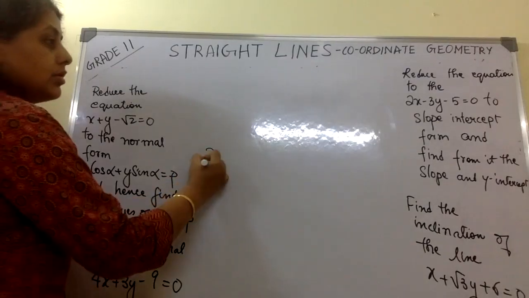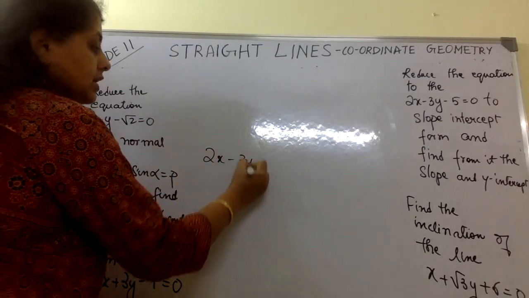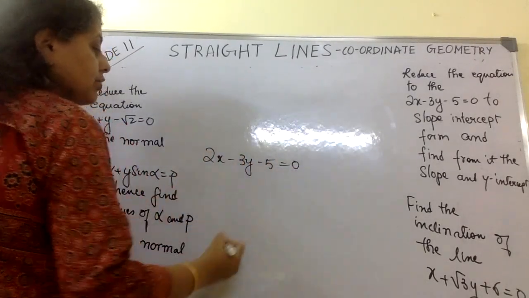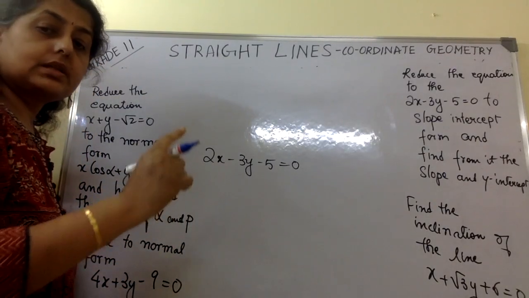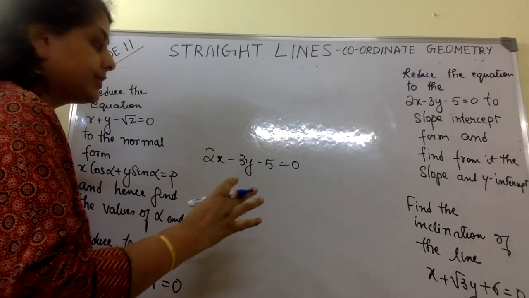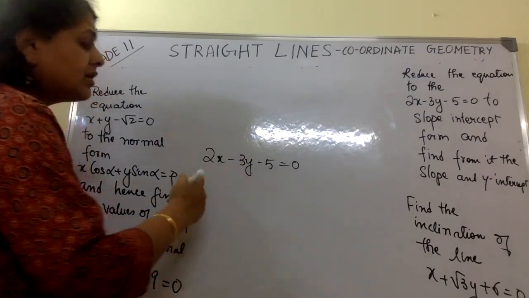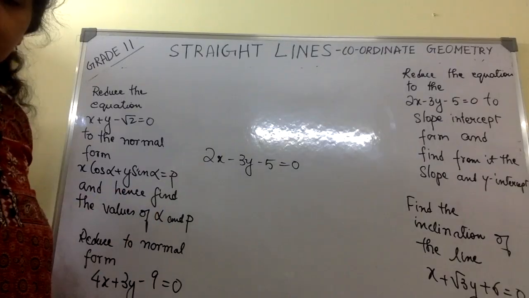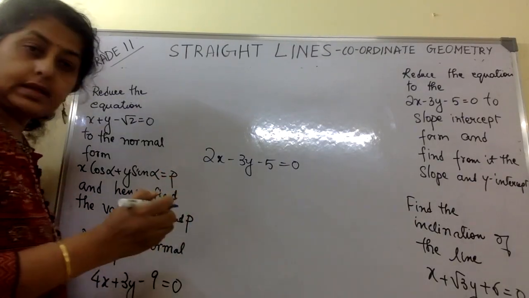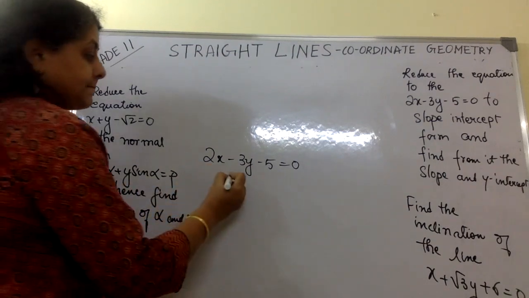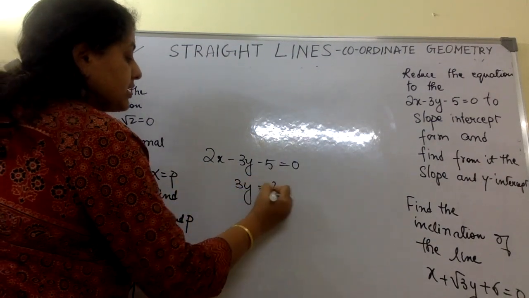Okay, so 2x minus 3y minus 5 is equal to 0, to find from it the slope and y-intercept. Now here we will have to first get it in the slope intercept form, which is y is equal to mx plus c form.